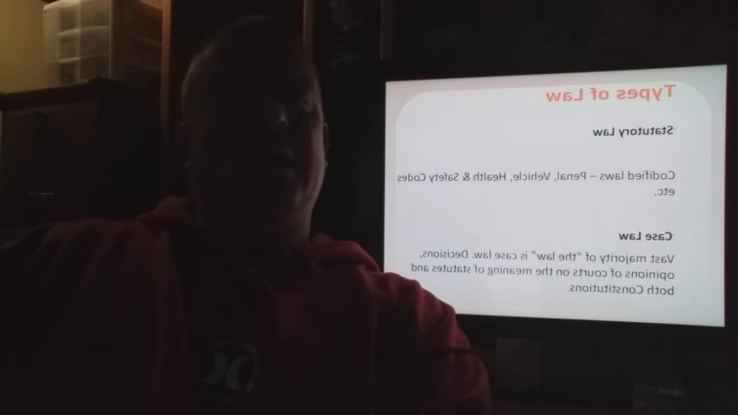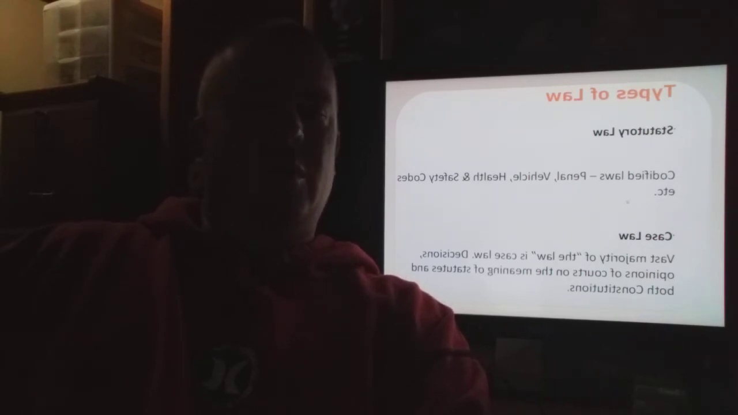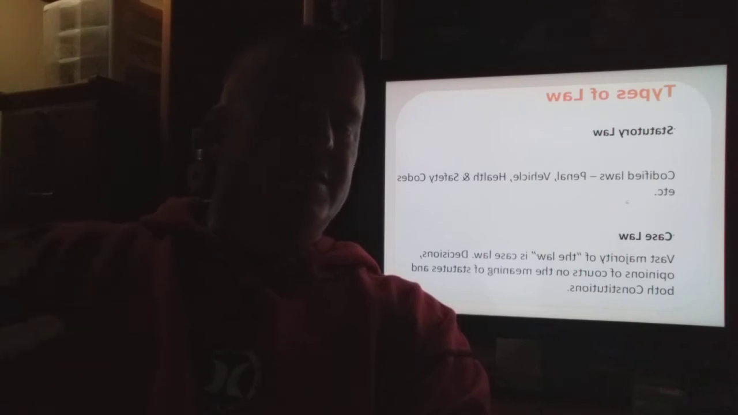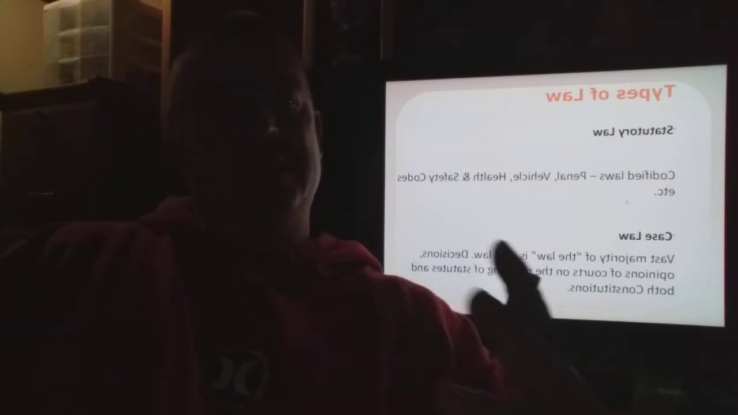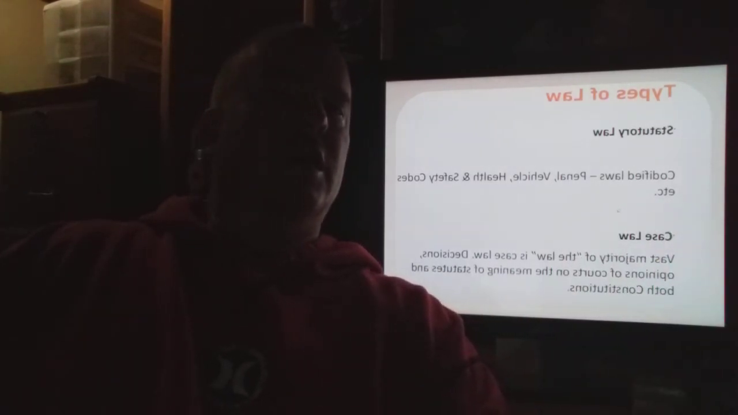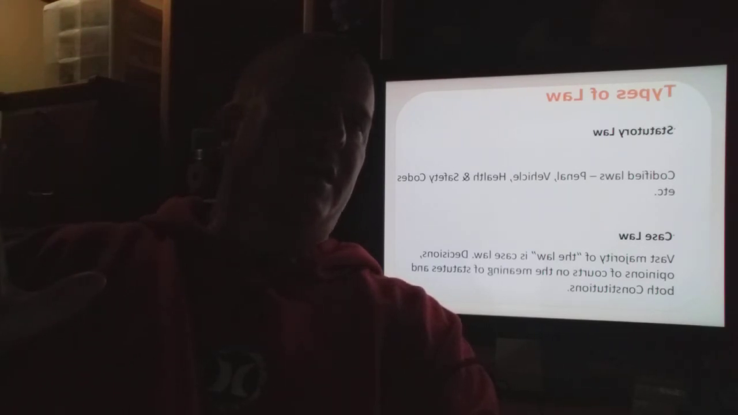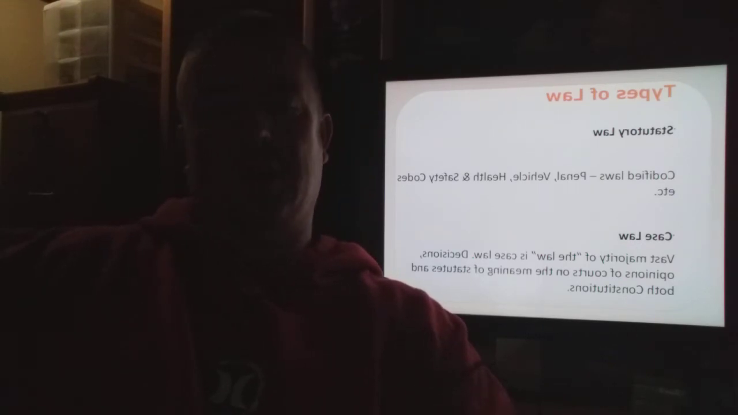Another type of law is case law, and we often refer to case law as precedent, where cases are decided, and the decision in that case basically sets the tone for other similar cases and sets the law for cases in the future, where they don't really relate to specific codified law, either codified statutory law or constitutional law.